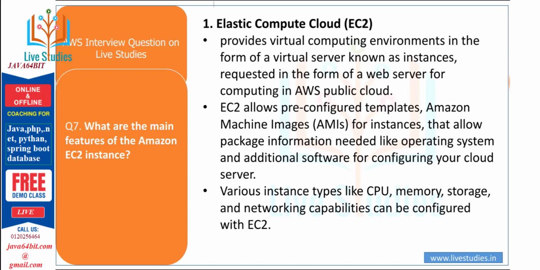Another point is virtual private cloud, called VPC. VPCs are virtual networks isolated from the rest of the AWS cloud, and can be connected to our private network if required or if needed. That's it.